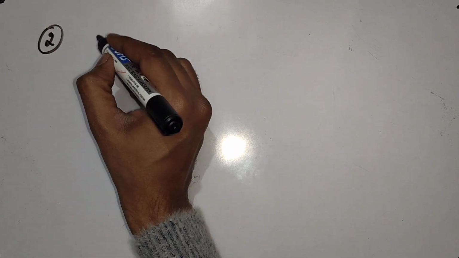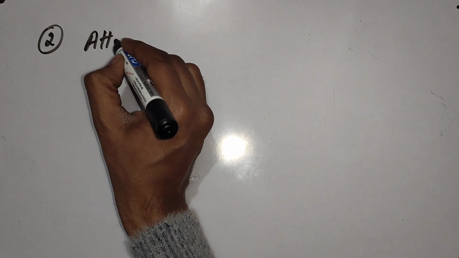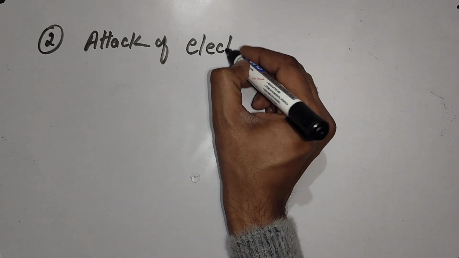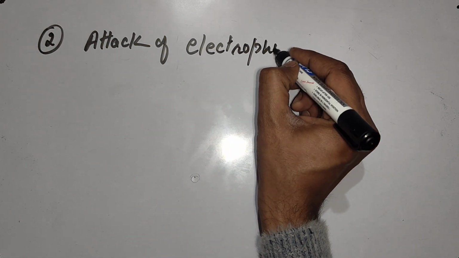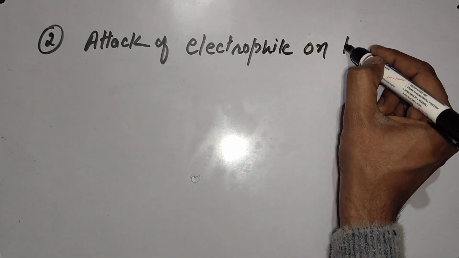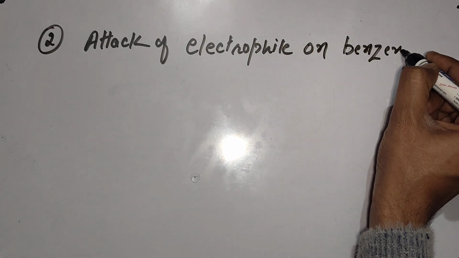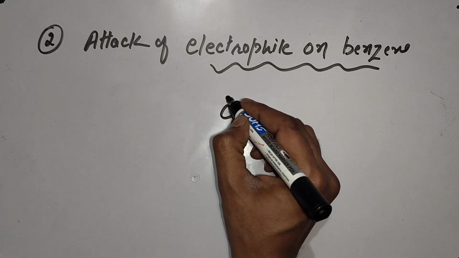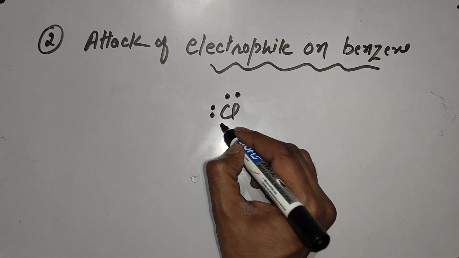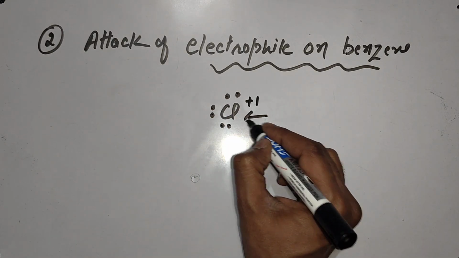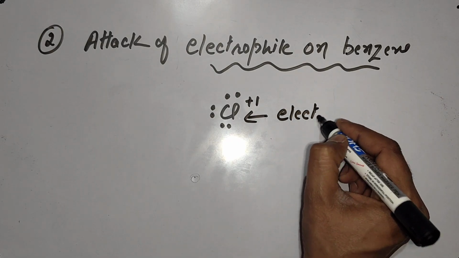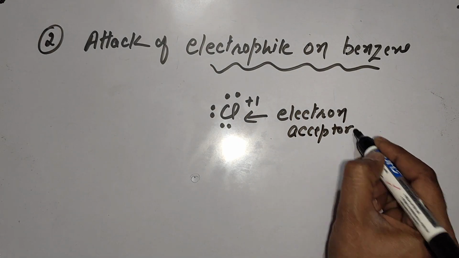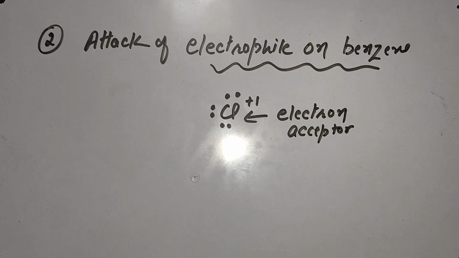Second step, attack of electrophile on benzene. Now what does the electrophile want? It is an electron acceptor particle. That's why we call it electrophile.